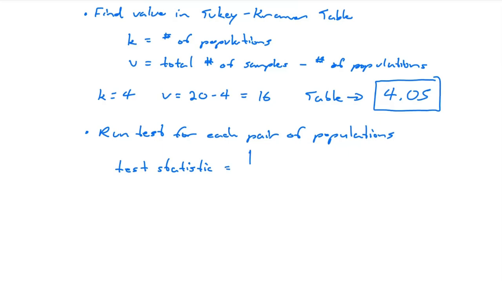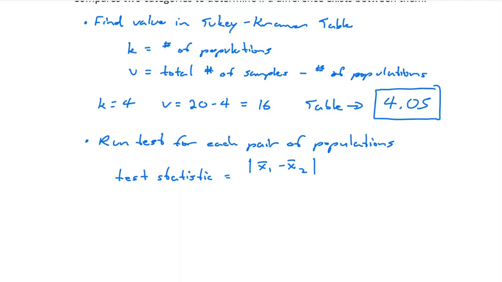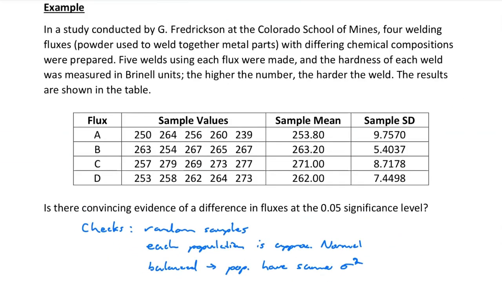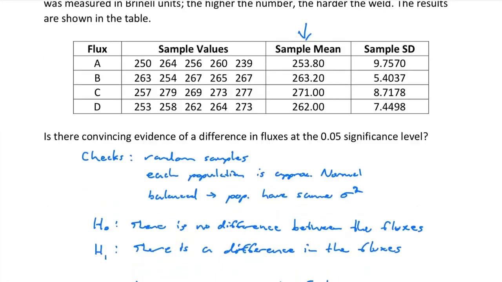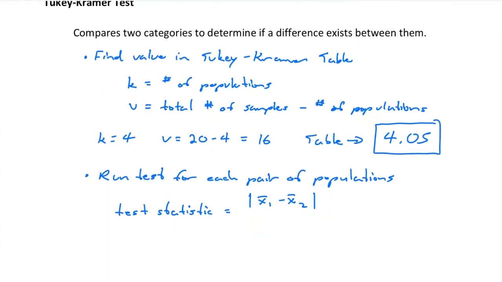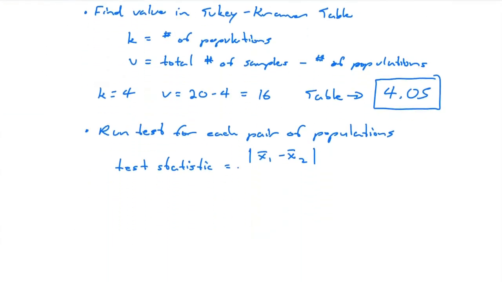It's the absolute value of x bar 1 minus x bar 2. Remember, x bar refers to the sample mean. So it's the difference of the sample means. Okay, remember up in the table, I gave us a column with the sample means. That's why I have that, because we're going to need that for this test now. We're going to divide that by the square root.